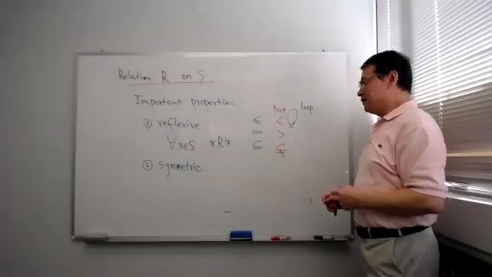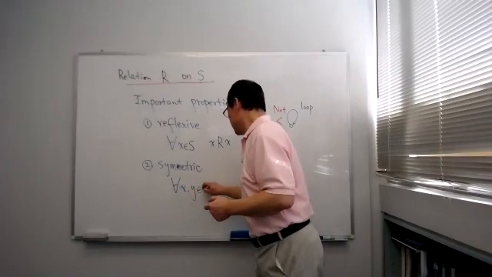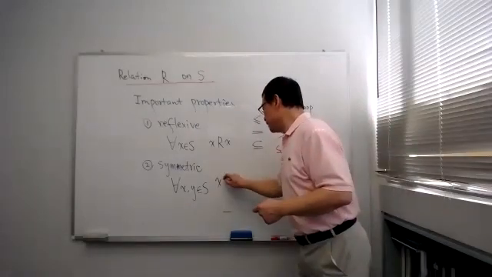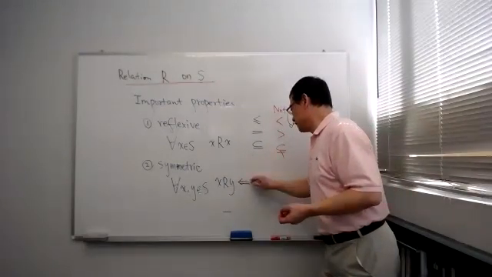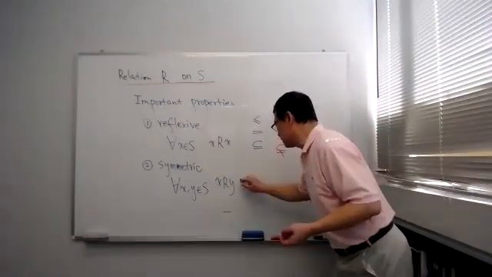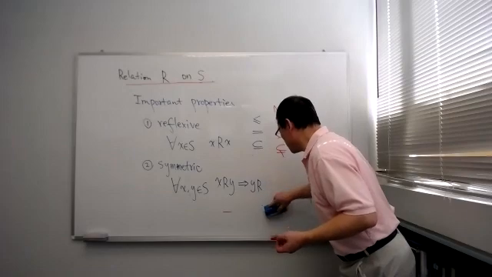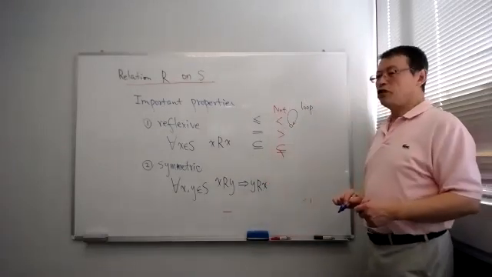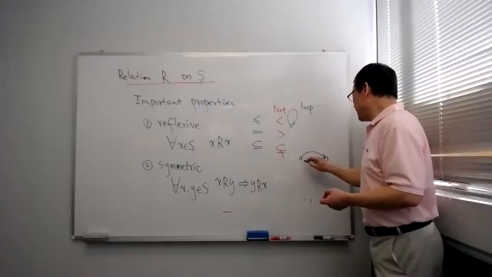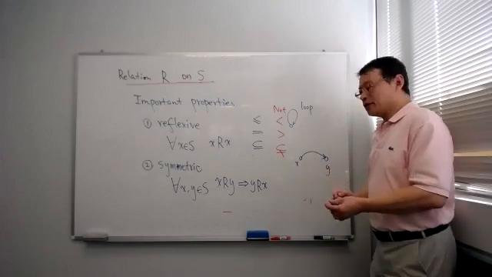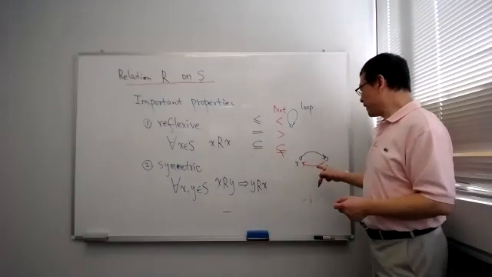Symmetric means for every pair X, Y, if X is related to Y, then Y is also related to X. Or maybe I write it this way. Whenever X is related to Y, Y is related to X. So for every such pair, that means if we have an arrow from X to Y, we must also have this one. So for every pair, we must have this one.